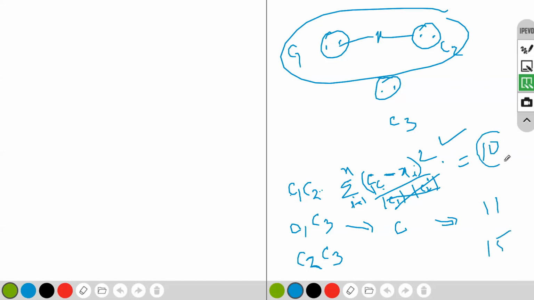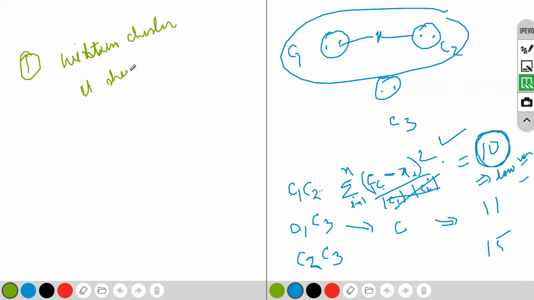So whichever has the minimum sum of squares, the lower variance, that will be considered as the combination point. Lower the variance, we will be combining. And as I told you, the philosophy of a cluster is that within the cluster, it should be similar. It means that the variation within the cluster should be lesser variance.